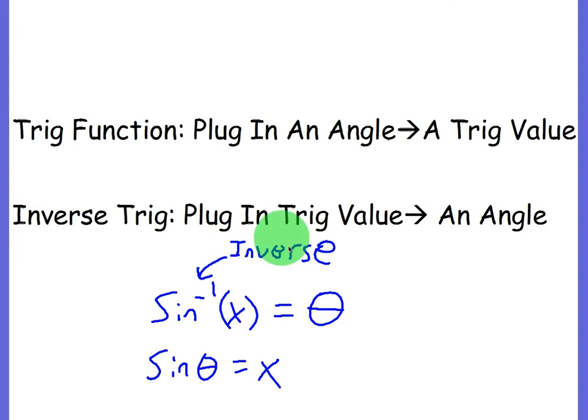Remember what an inverse trig function is? You plug in a ratio, you get an angle back. Now, the angle for this lesson is going to be an extreme angle, meaning outside of the normal range of 0 to 360.